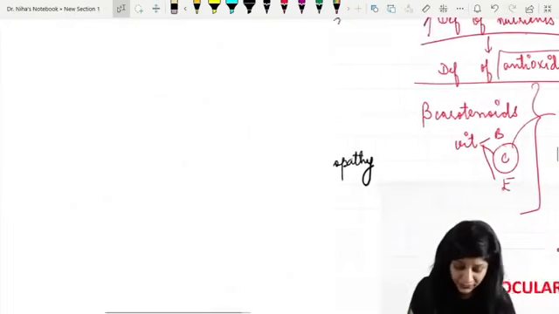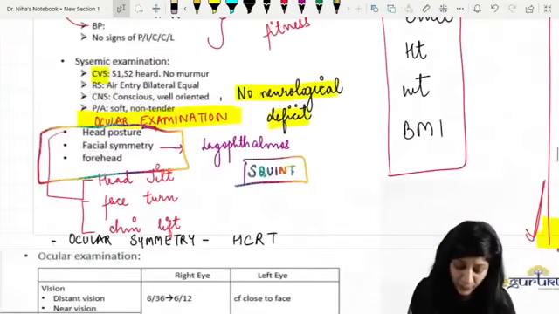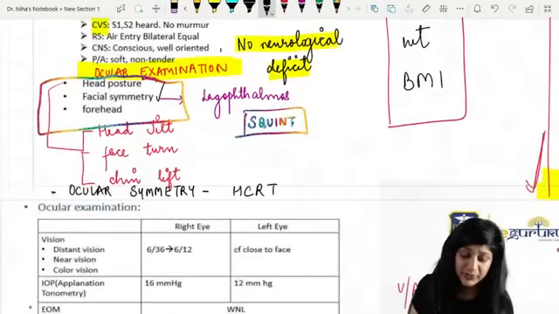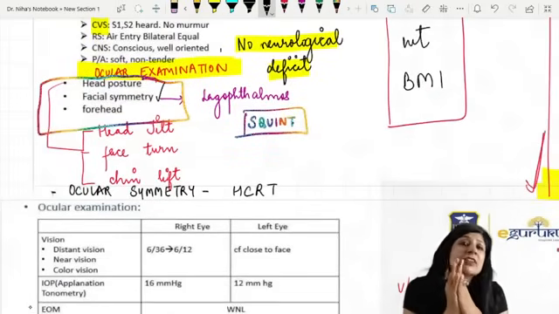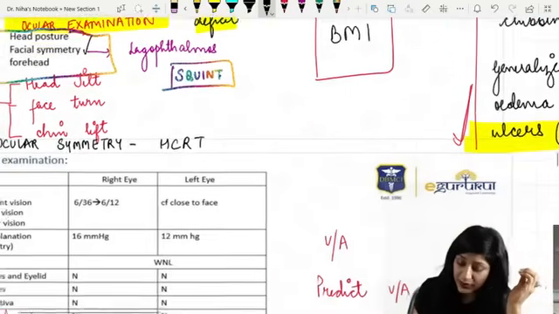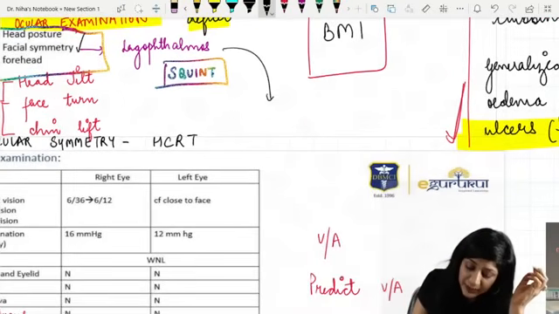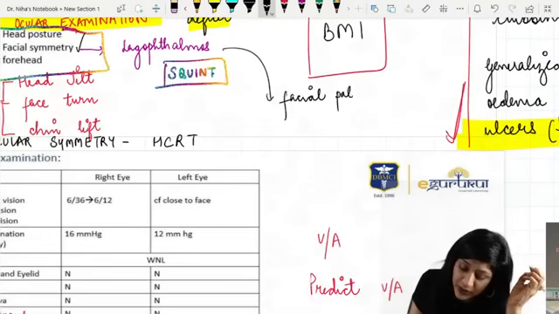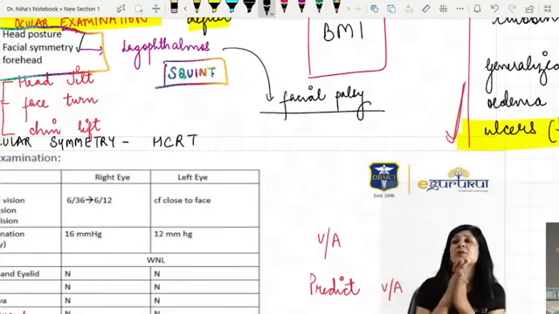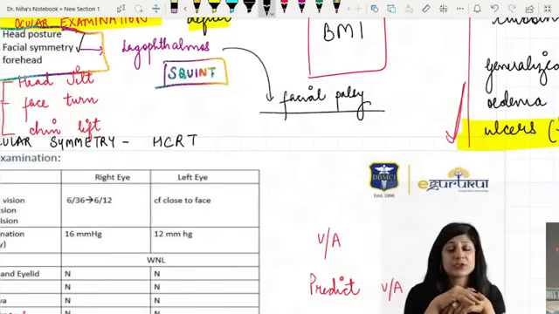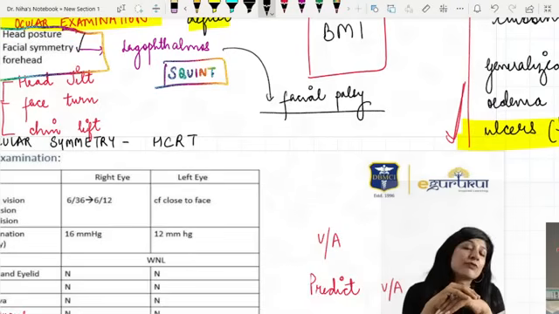Right, so we are done with this. Now another important thing is your facial symmetry. Why are we interested in the facial symmetry? Because this patient can be having facial palsy. These are the questions that will be asked of you when you are going ahead with the examination. What are you looking for in the facial symmetry? Basically we are looking for facial palsy.